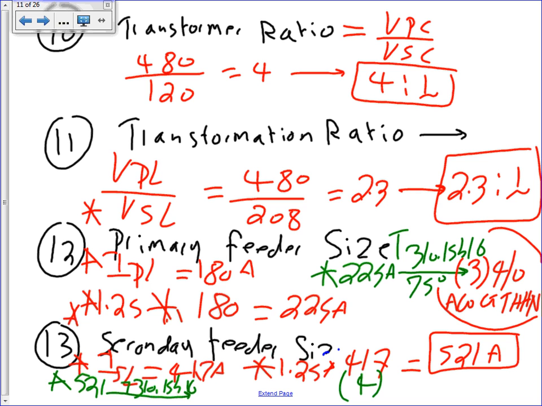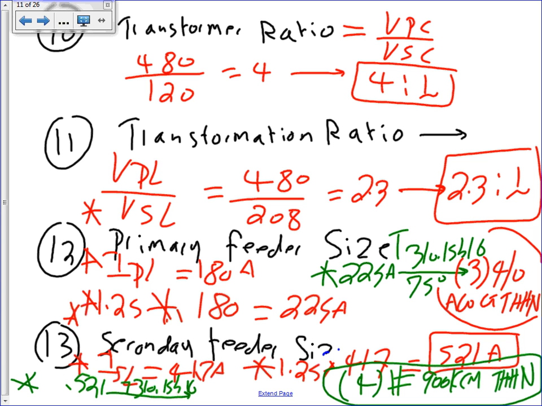You can parallel, just one set. 4 conductors, number? How much? 900. 900 kcmil THHN. So basically 900 kcmil. Should I parallel?